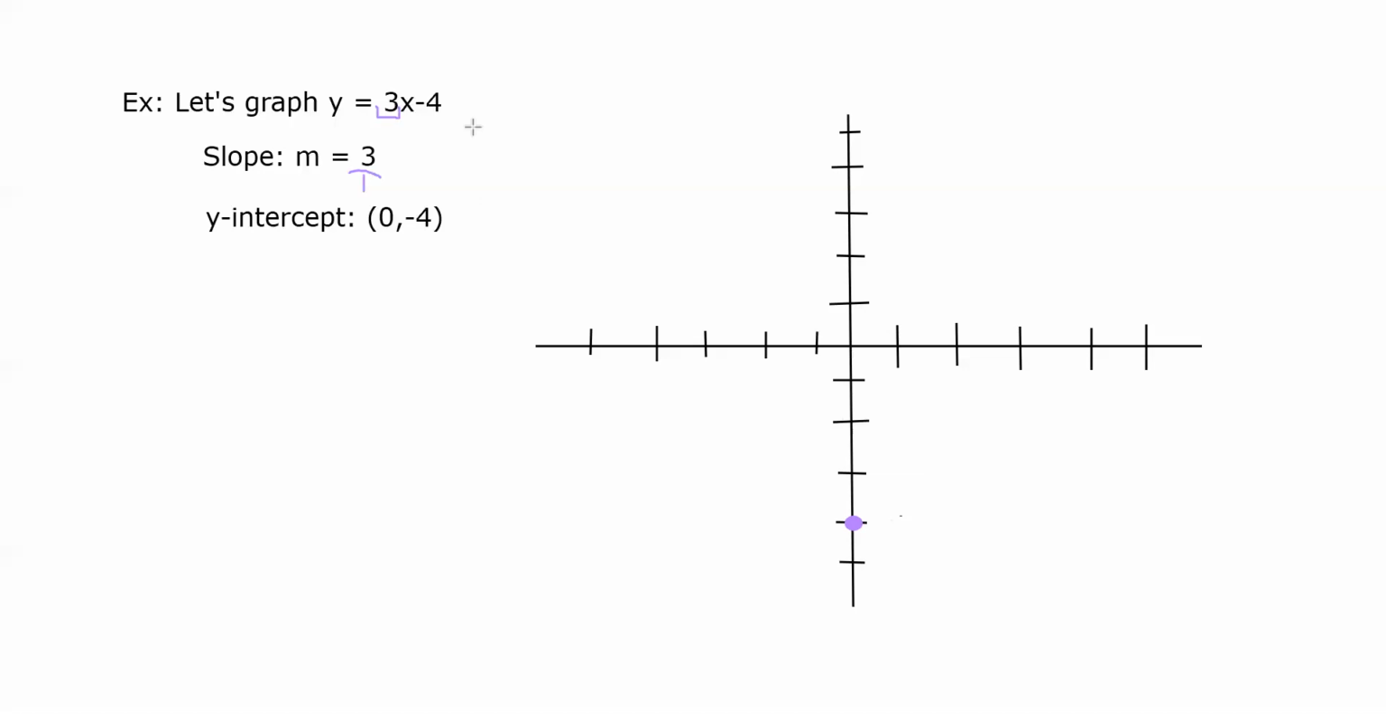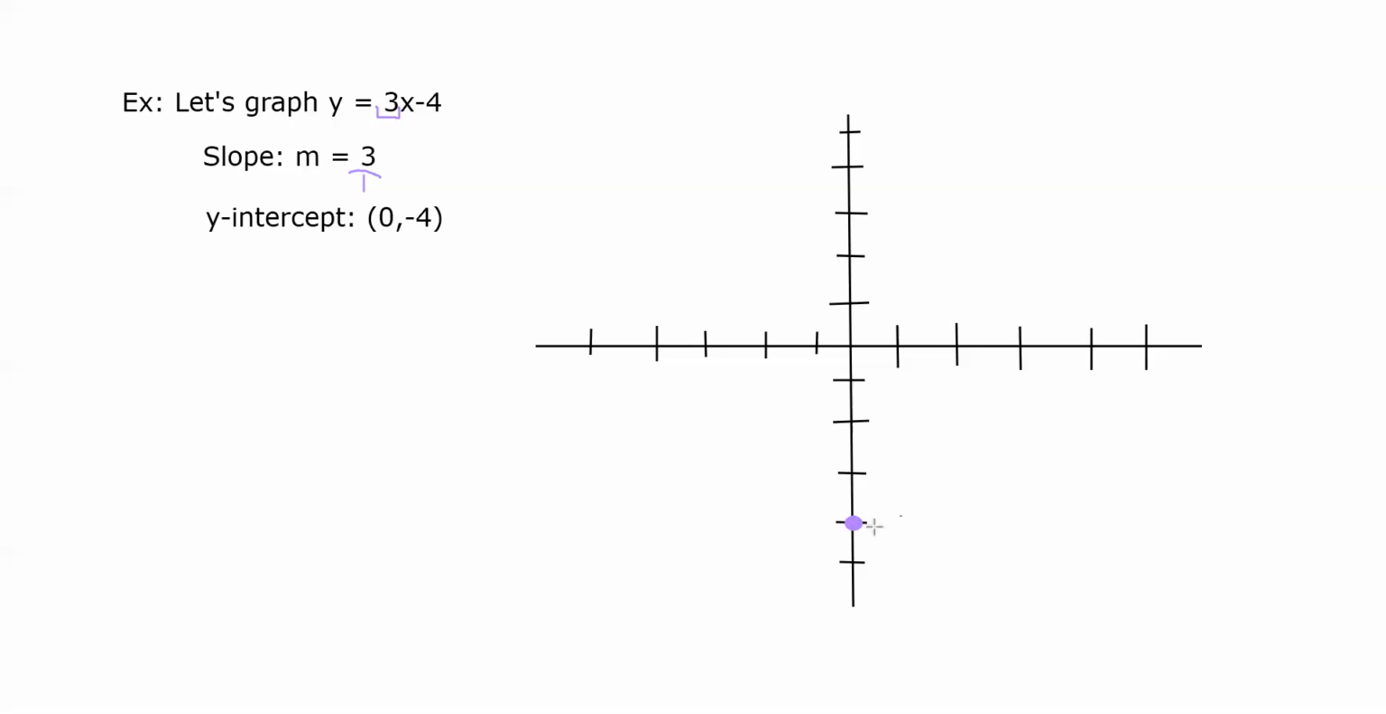Now we want to get a second point on that line. So here's what we're going to do. We're going to use the slope interpretation. This is true if you're going from any point on the graph to another point. It's going to be, well, 3/1.